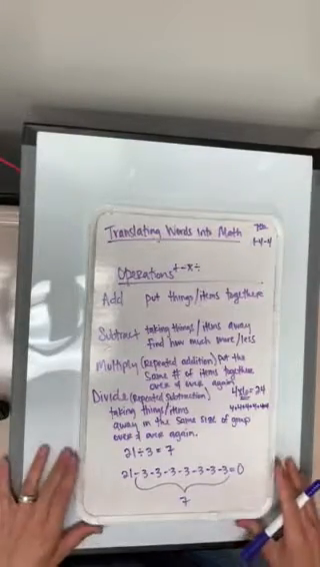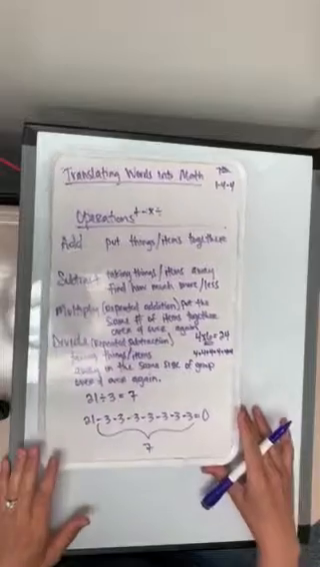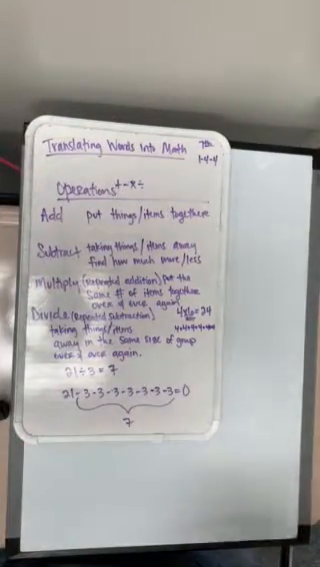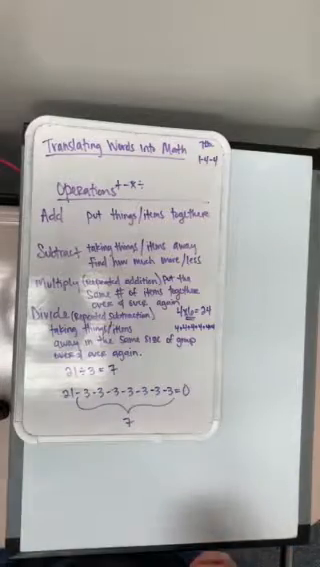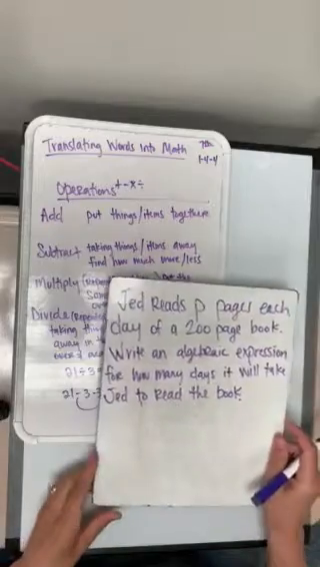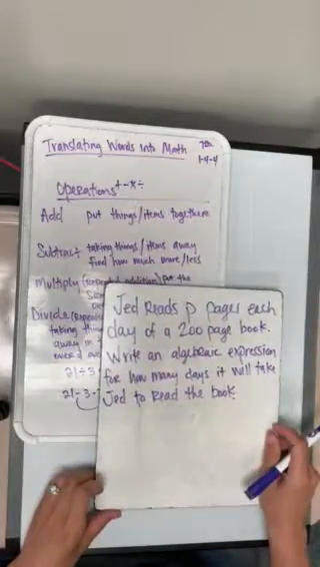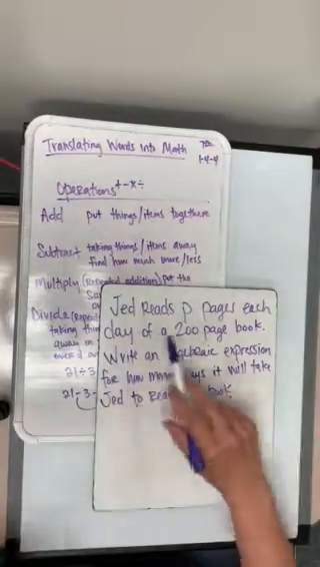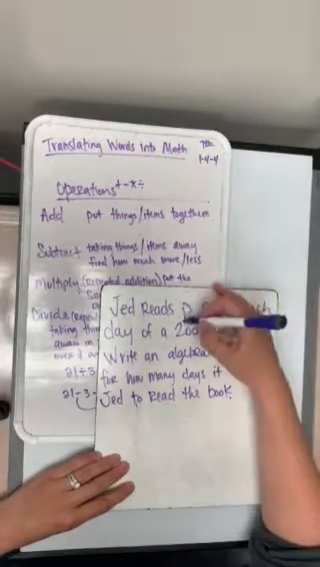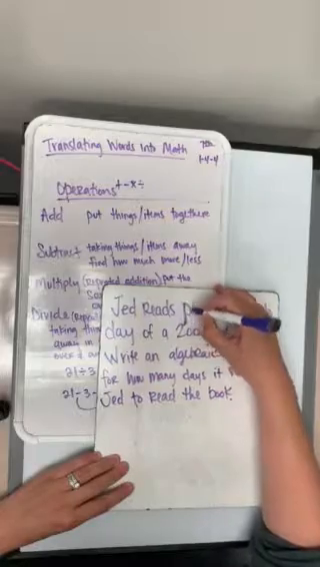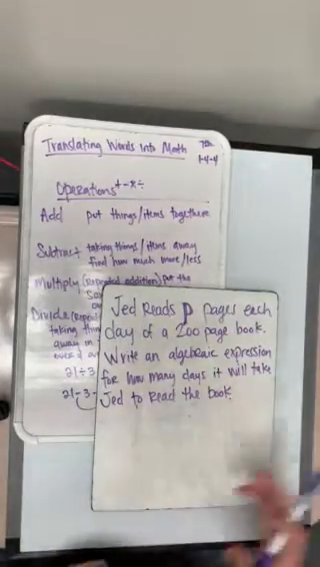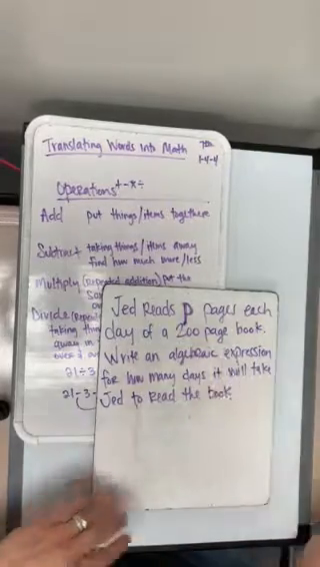Now what I want to do is go over a couple of story problems and walk through them so that you guys can understand how you need to be thinking about them. So this first one says, Jed reads P, and if ever they tell you what variable to use, make sure you pay attention to that. In this case, they told us P. So Jed reads P pages each day of a 200-page book.